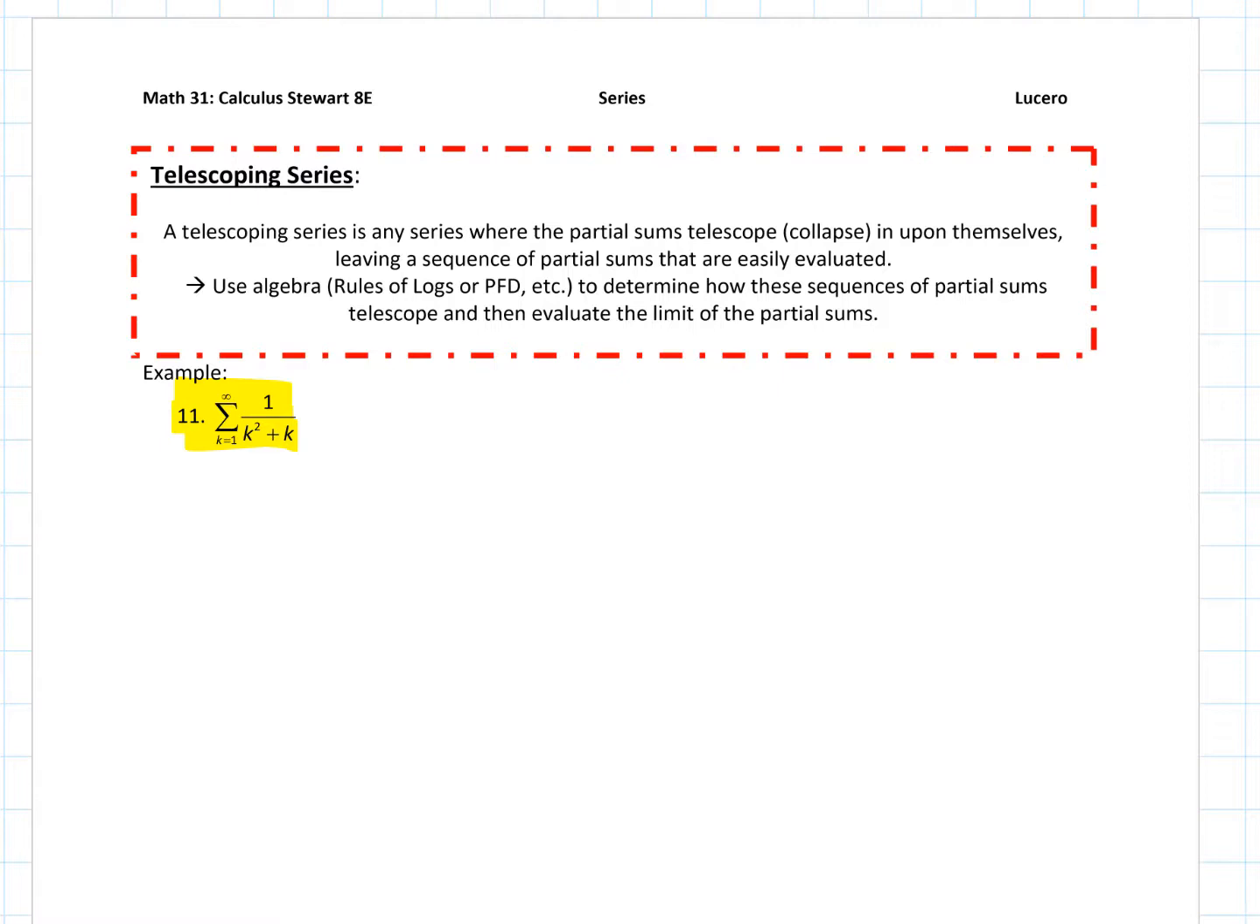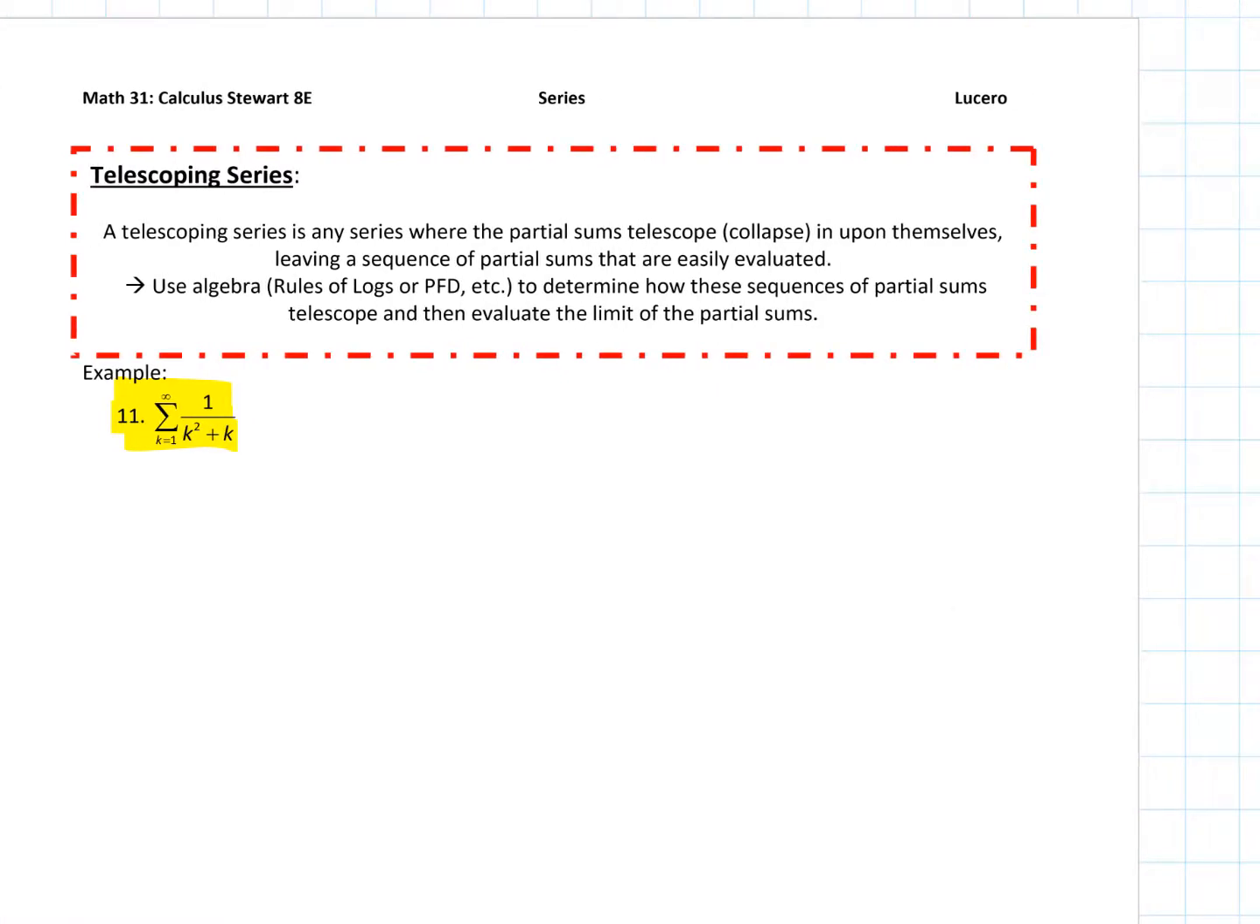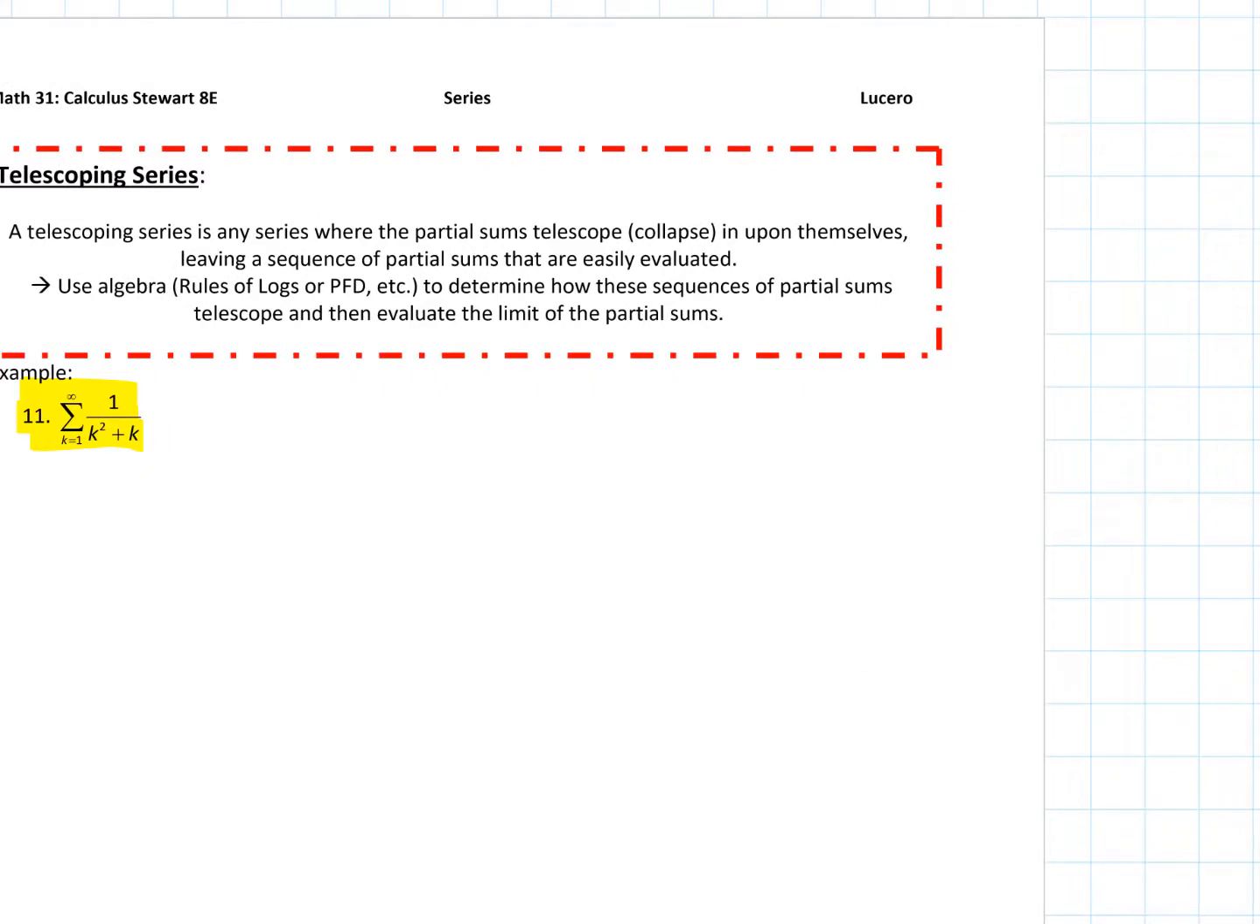Telescoping series rely a lot on algebra, so we will revisit a few things that we've talked about before: rules of logs, partial fraction decomposition, that sort of thing. So let's just jump right into it. I think telescoping series are best shown with examples. This is the 11th example in my notes, so I'll keep these ordered. It's the sum of 1 over k squared plus k, from k equals 1 to infinity.